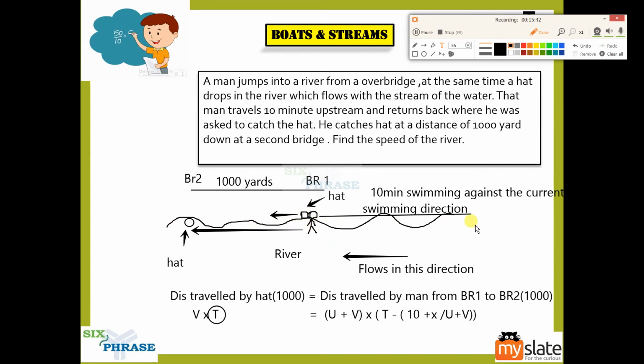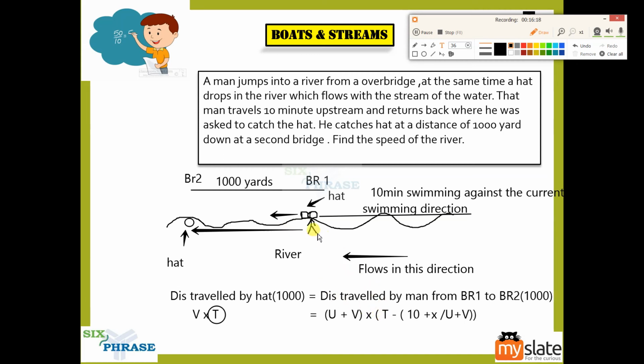The first segment is 10 minutes, the second segment is x by u plus v. That is from here to here. So while coming from here to here, it is along the stream, right? So that is why I do u plus v. And from here to here again is what we need to find. That is the third segment. So first segment is 10 minutes, second segment is x by u plus v minutes, third segment is this one. So we need to find this one. Total of all the three segments put together, the time is t.